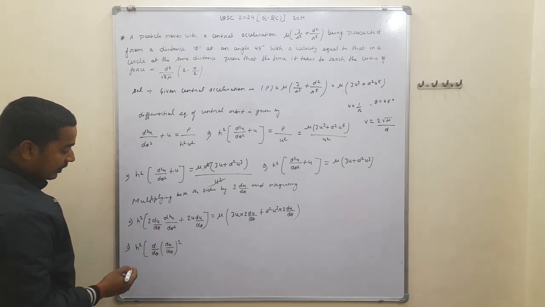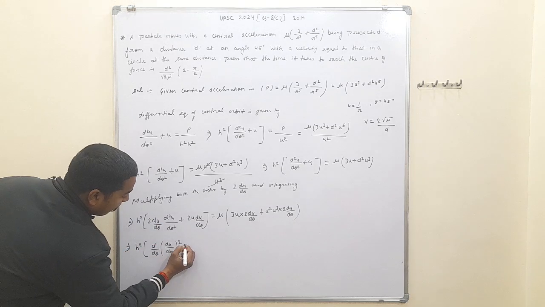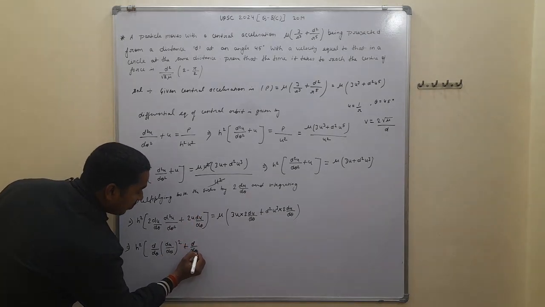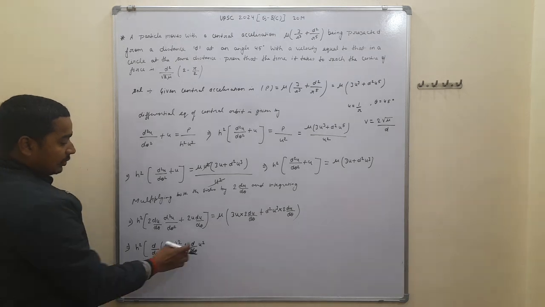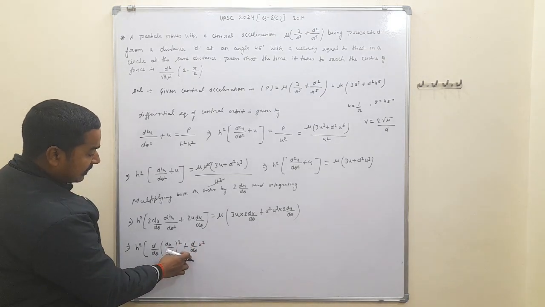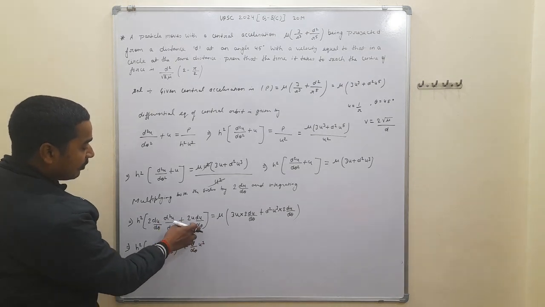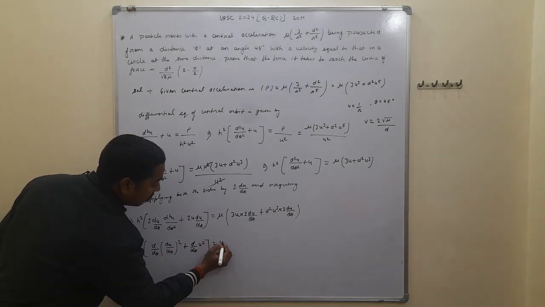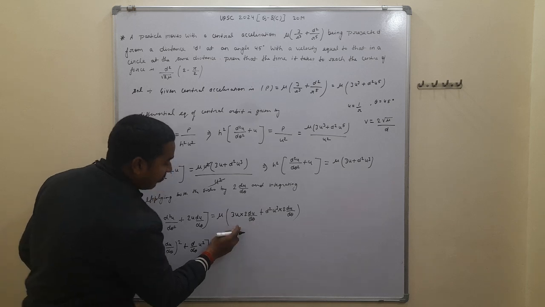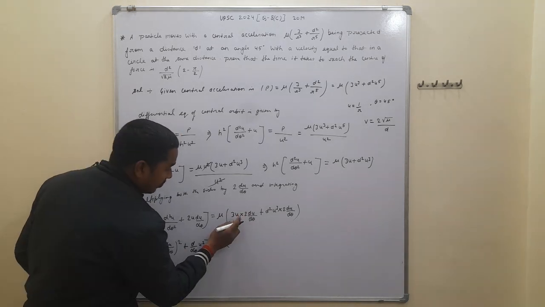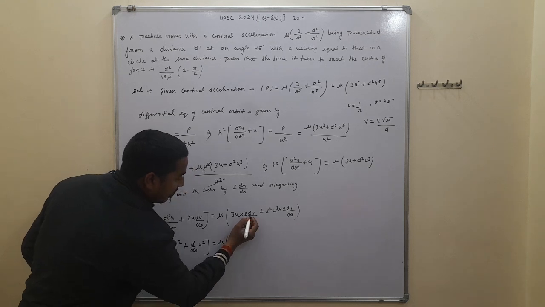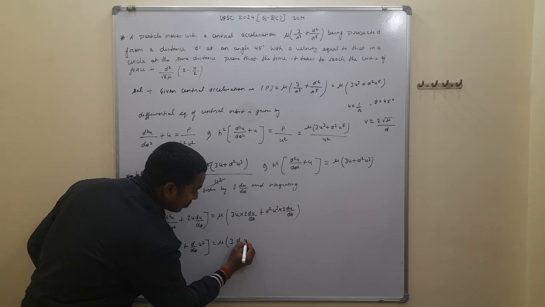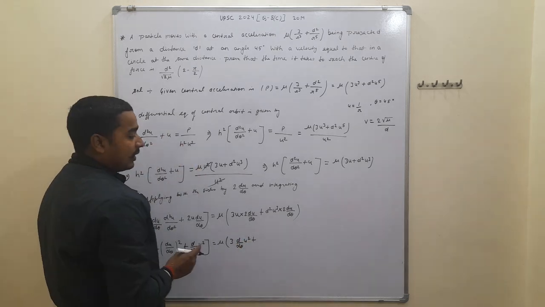We get the above result, so we can write here, and further 2u du upon d theta is written as d by d theta of u square. Again, differentiating u square with respect to theta, that is 2u, and again differentiating u with respect to theta, that is du upon d theta, is equal to mu. Similarly, we can also write 2u du upon d theta as d by d theta of u square.